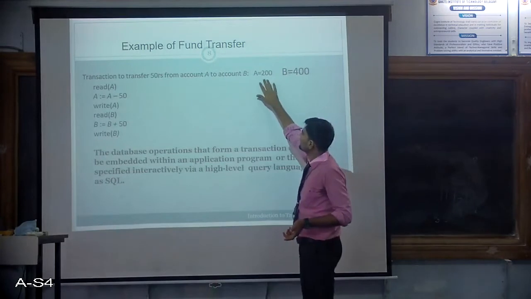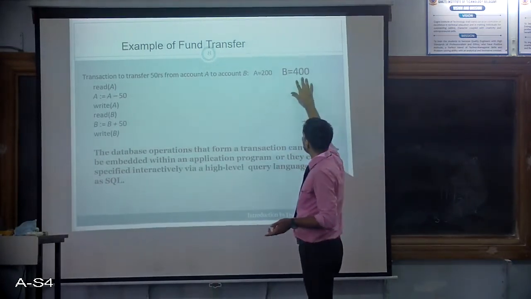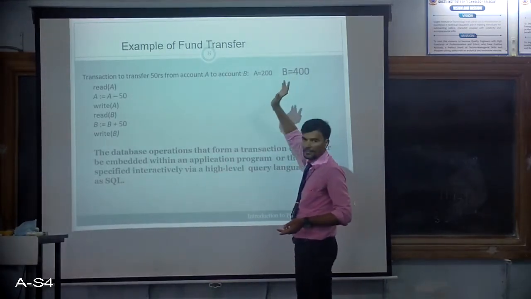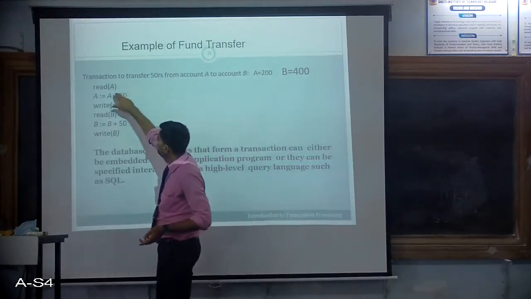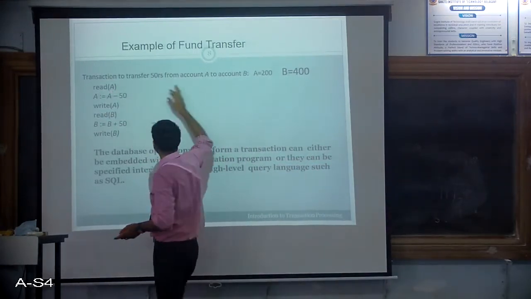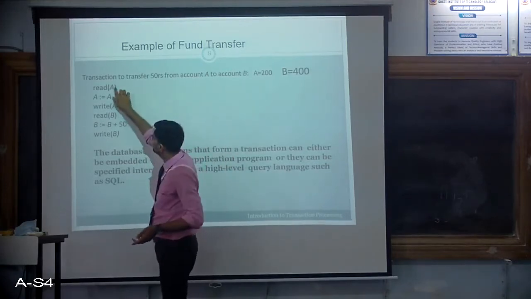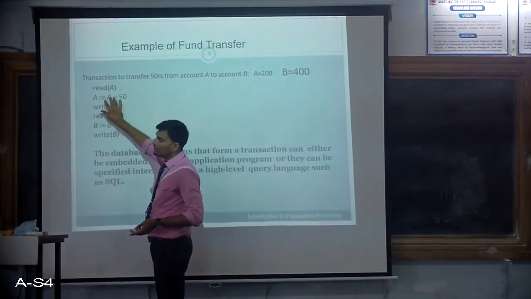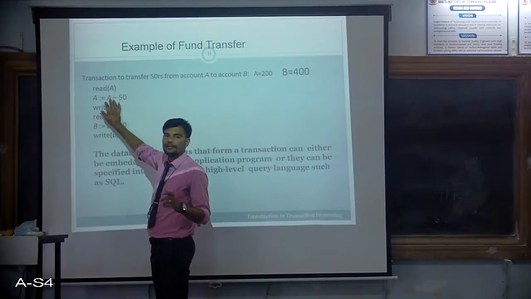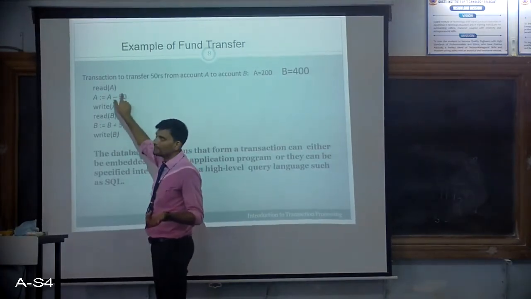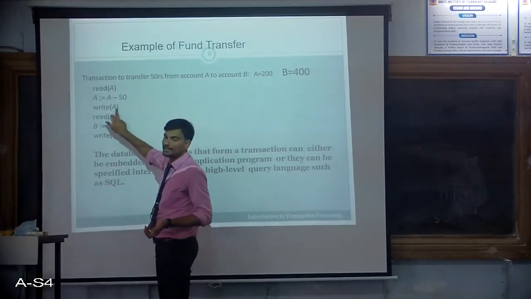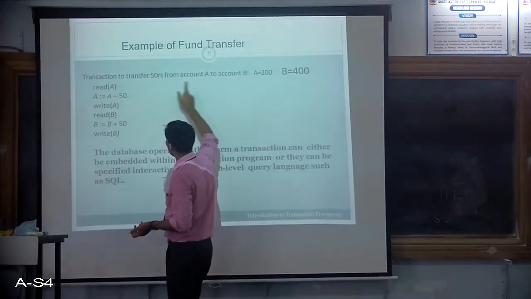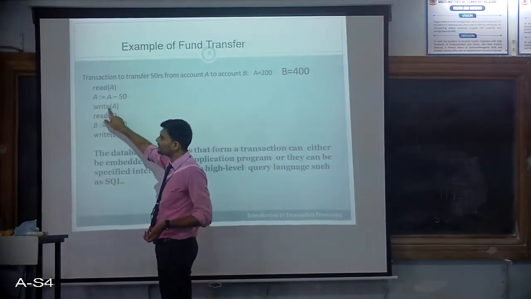Already in account A I have 200 rupees, and in account B I have 400 rupees. Here I am transferring the amount from account A to account B. First I perform read of A, reading the account value of A, that is 200. After that, A = A - 50. So from account A, 50 rupees has been debited, or deducted, right? After that, I perform write A. What is the A value now? It is 150. Initially the amount was 200, then 50 was deducted. Now the value is 150.